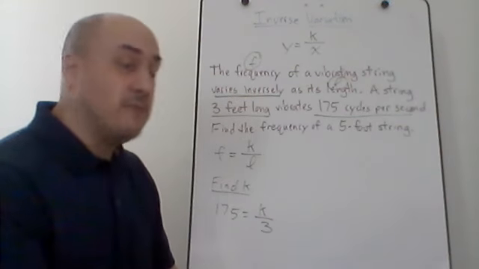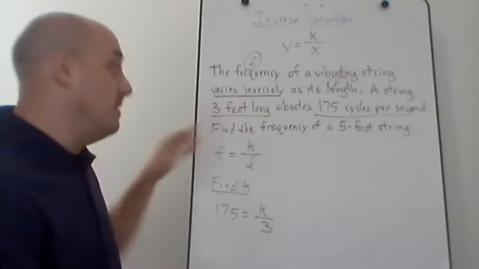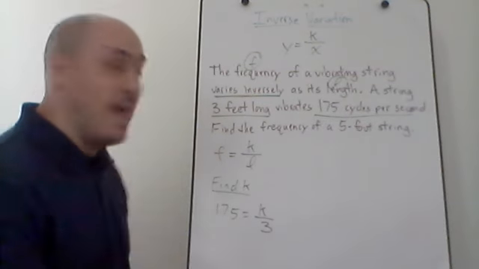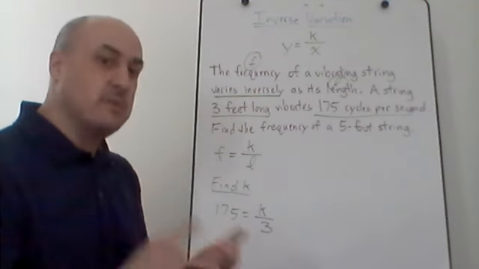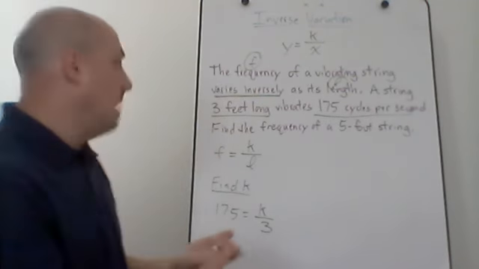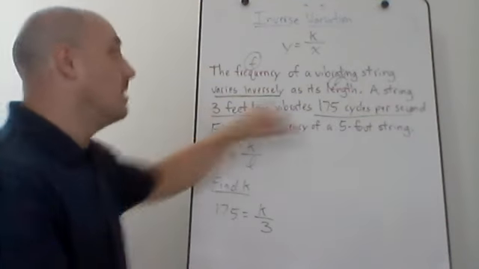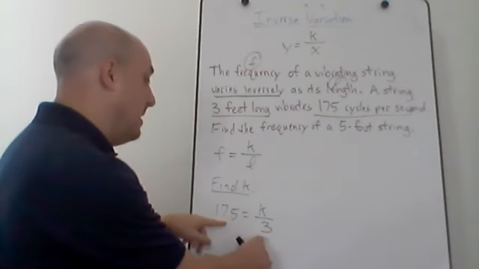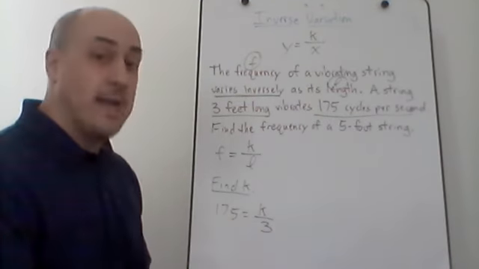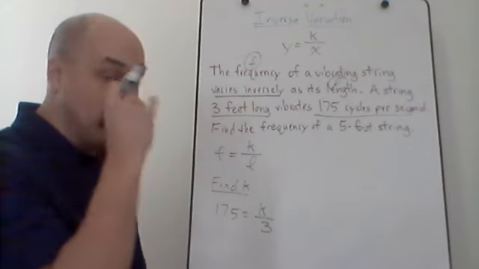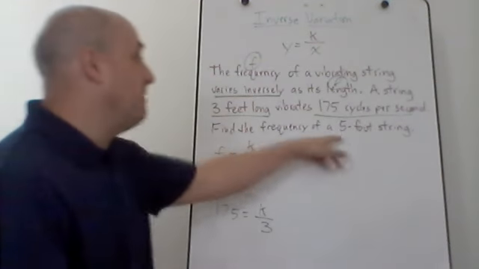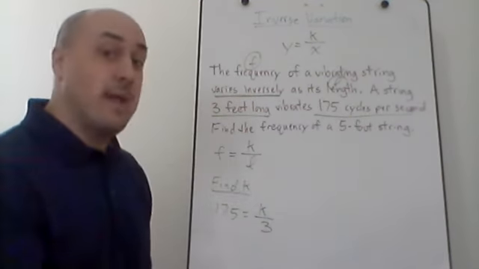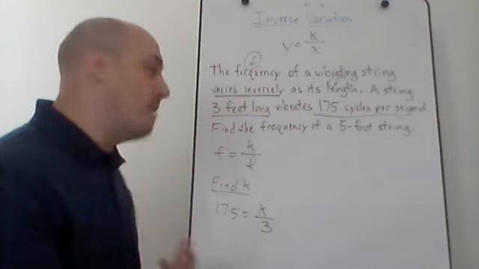In order to solve for k, you have to be given in the problem some full set of information. If we're talking about frequency and length, they need to give us a frequency and a length that go together. When the string is this long, this is the frequency. You can plug those numbers in for f and L like we did here, and now you're able to solve for k. Remember, with these variation problems, you can't just say, oh, find the frequency of a 5-foot string, let me just plug that number into the equation and get my answer. It's always going to be this two-step process.